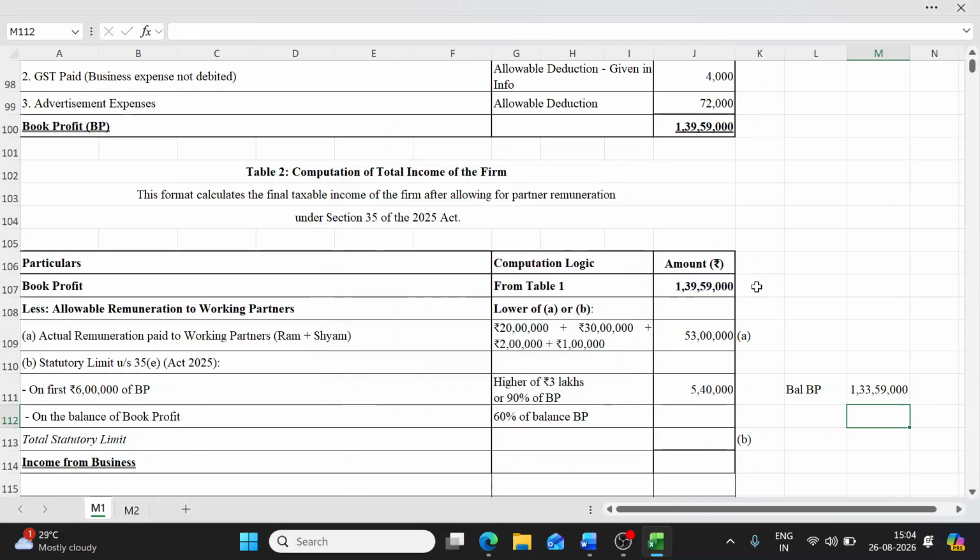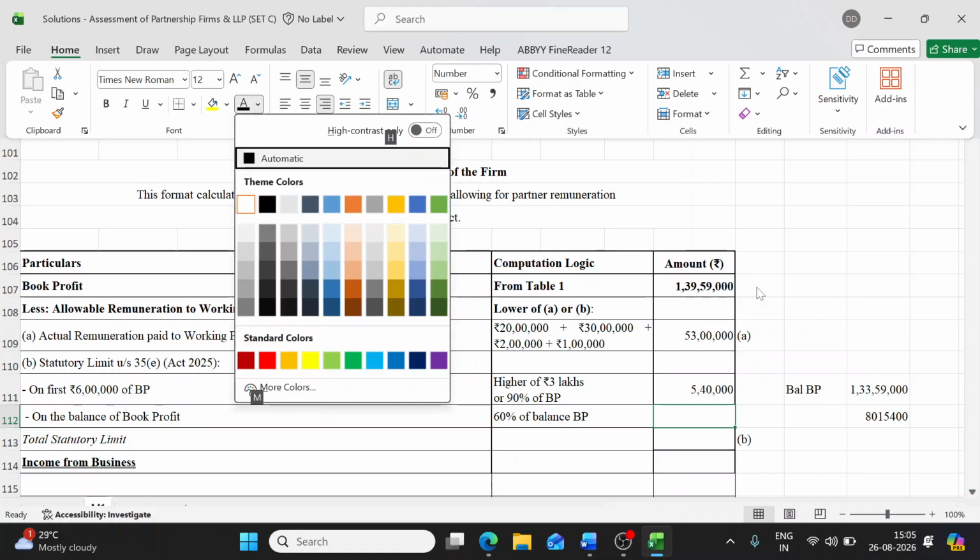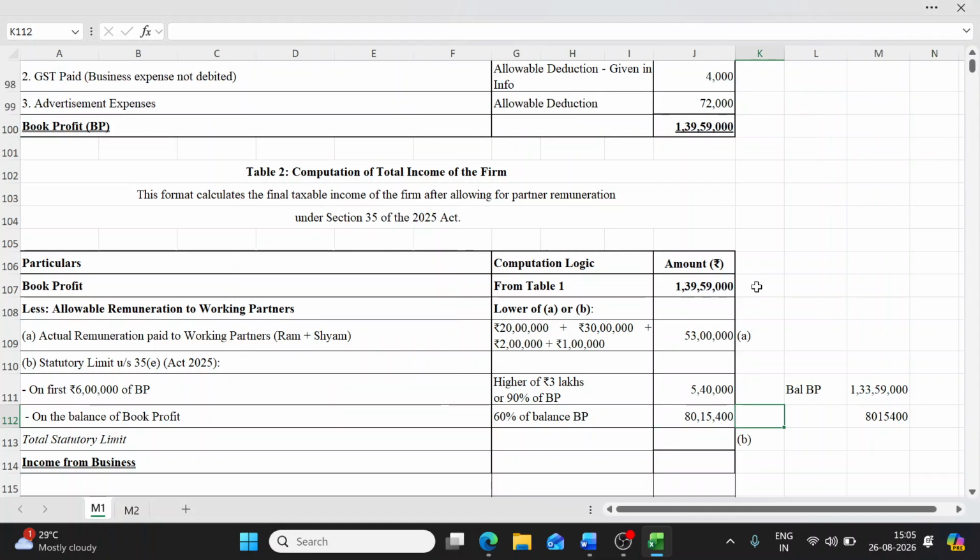So the balance is 1 crore 33 lakhs 59,000, and we have to take 60 percent of such book profit. So just multiply this 1 crore 33 lakhs 59,000 by 60 percent. The figure is 80 lakhs 15,400. So take here 80 lakhs 15,400. Okay. Now the total statutory limit. For the computation of the total statutory limit, just add these two figures, 5 lakh 40,000 and 80 lakh 15,400.